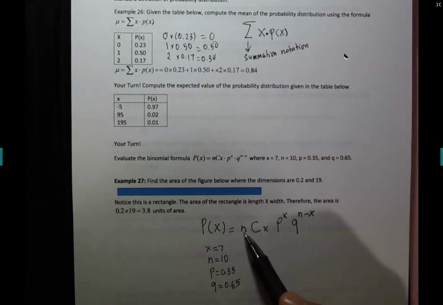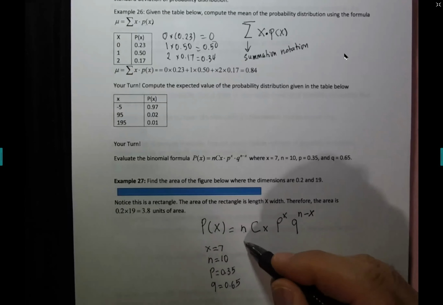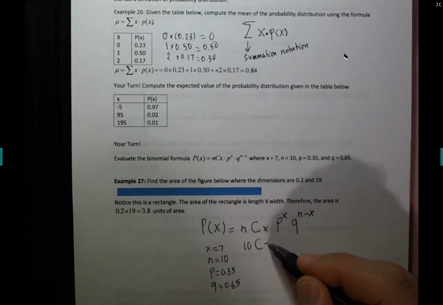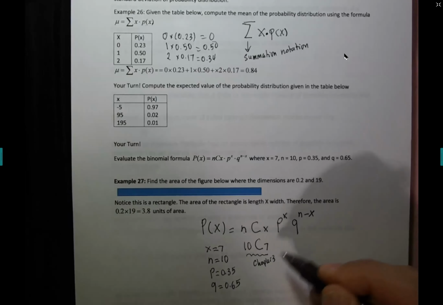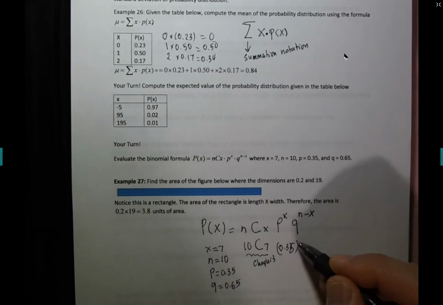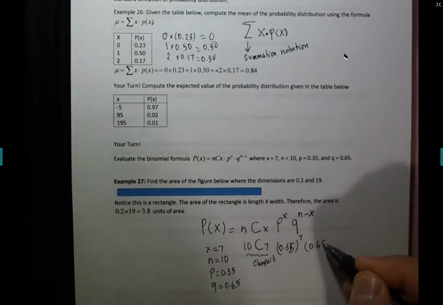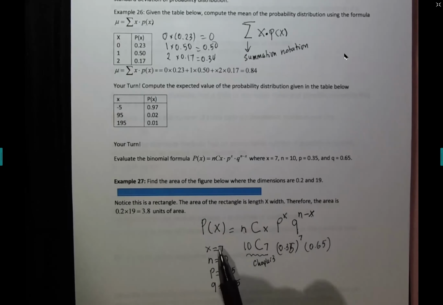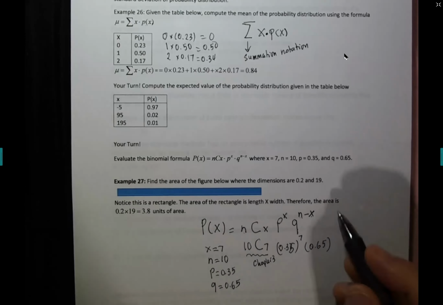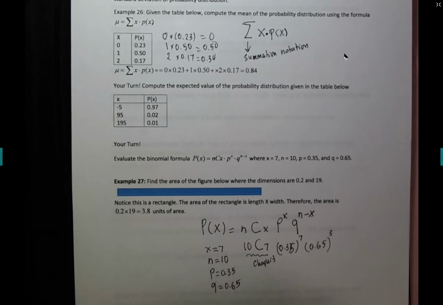Okay, watch, guys. We'll do it on the calculator in a second, but let's plug in values. So n is 10. So we have 10 choose 7. That should ring a bell. That's from chapter 3. p is 0.35 raised to the power of 7. q is 0.65. And can someone tell me what's the power here? n minus x. n is 10 and x is 7. So what's 10 minus 7, guys? 3.